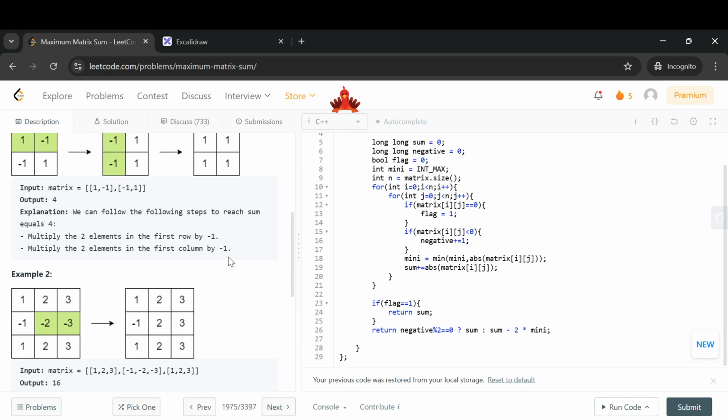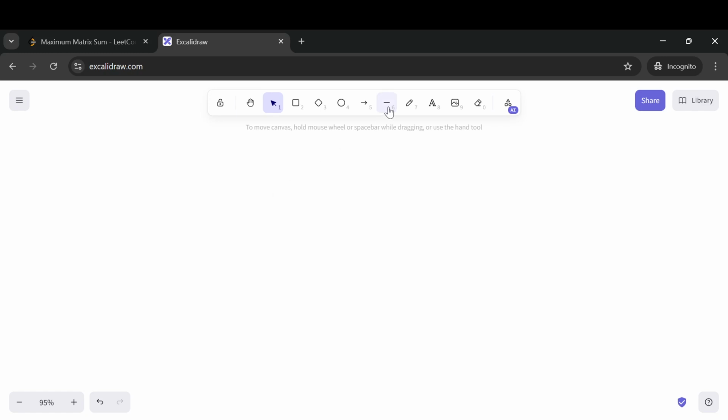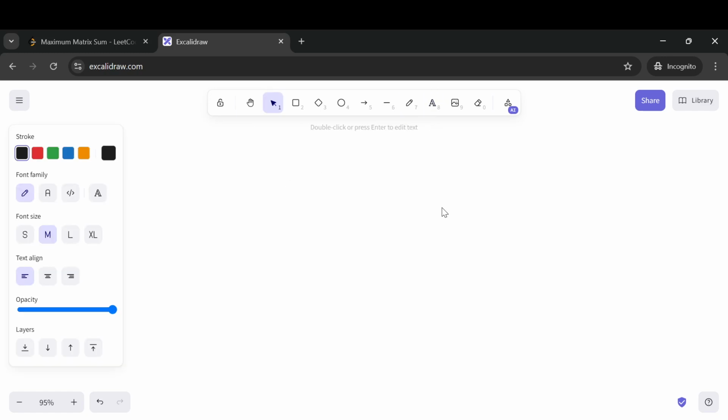One interesting thing that someone can note here is if the matrix has 0 in it. Let me draw it out once. 1, 2, 3, 2, 4. Let's say we have a 0 here. 5, 7, and then 2. Let's introduce negative signs in a few of the places.